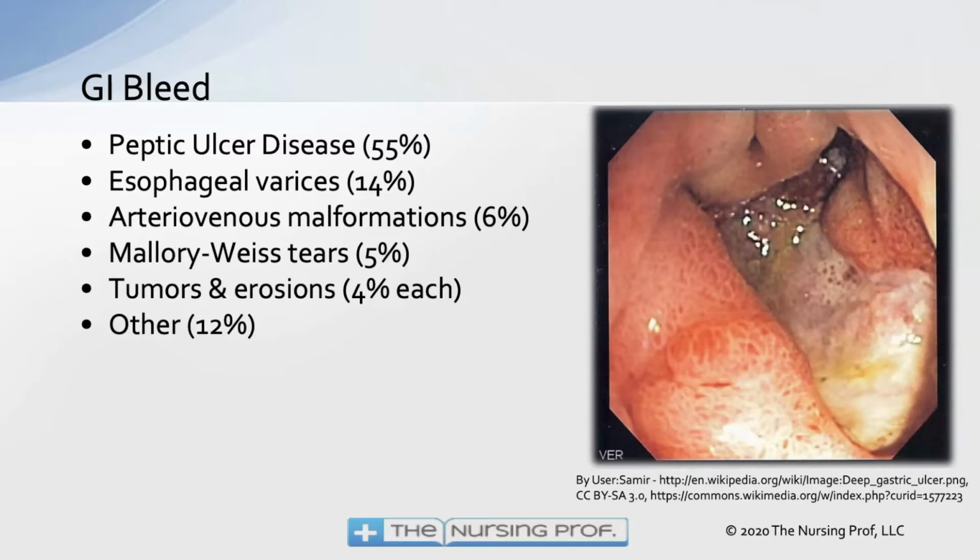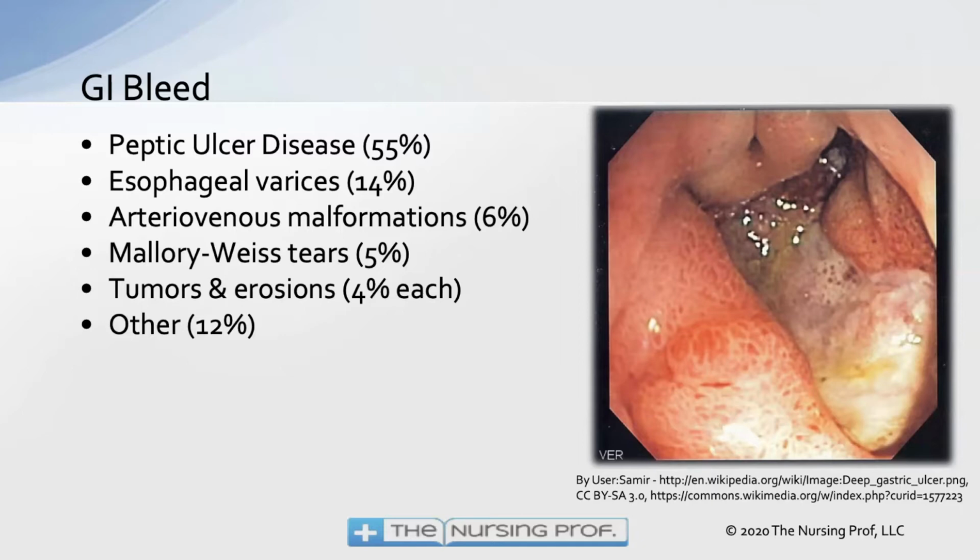GI bleeds, about 55% of them occur as a result of peptic ulcer disease. So the patient has whatever risk factors that lead to development of a peptic ulcer and then end up having some GI bleeding. Esophageal varices. Now, wouldn't you think that that number would be much higher than 14%? Because those are the ones we remember, right? That's the patient who's just vomiting up tons of blood. It's bright red blood. They're in hypovolemic shock and they're just a train wreck. But esophageal varices are only accounting for about 14% of our GI bleeds.